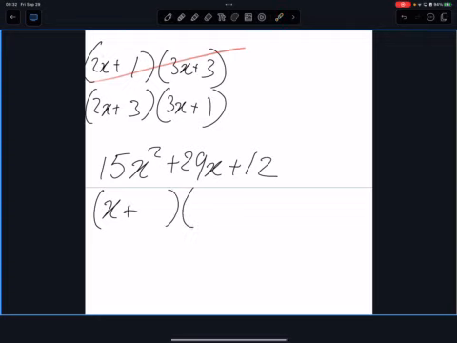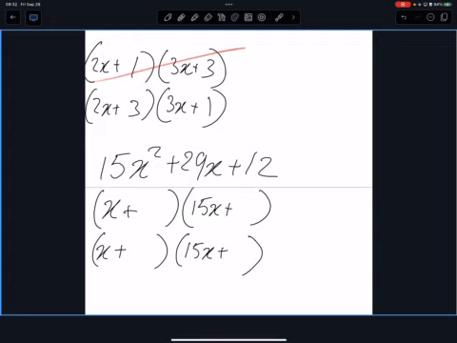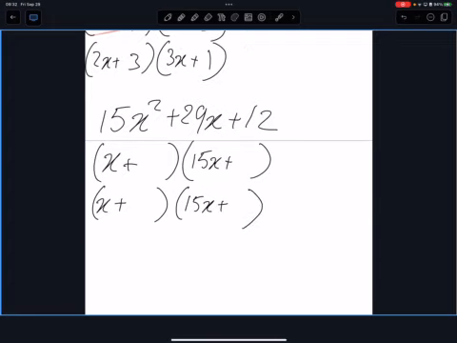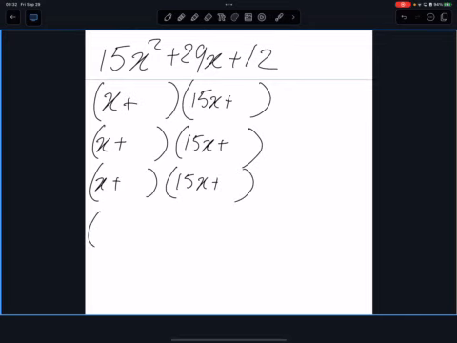Positive, and then here I have 15x. Or I place 3x and 5x. x still. 1 and 12, 2 and 6, 3 and 4. And then the other answers are 3 and 5. It has to do with the last one. How many possibilities do you have for 12?